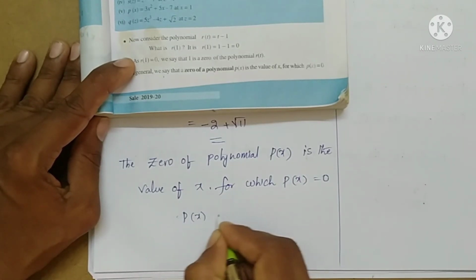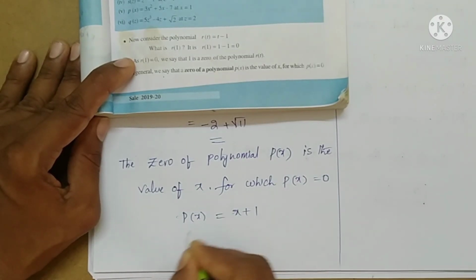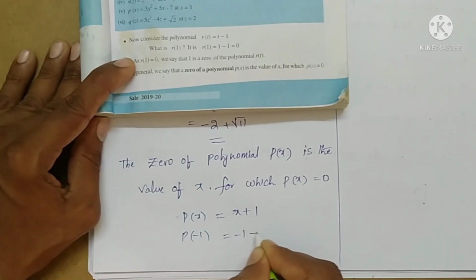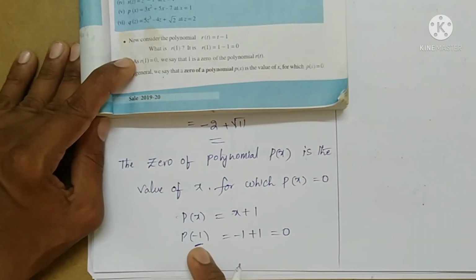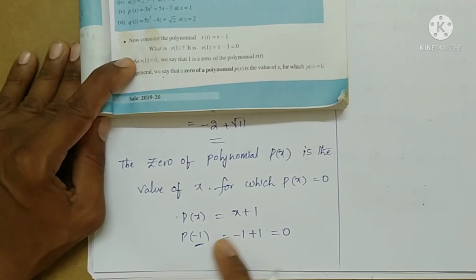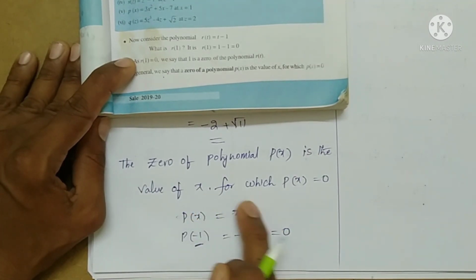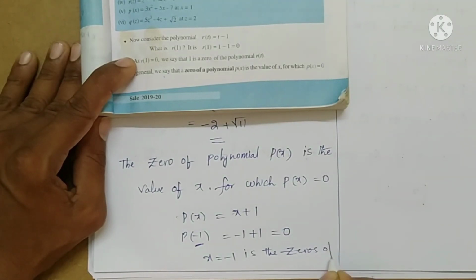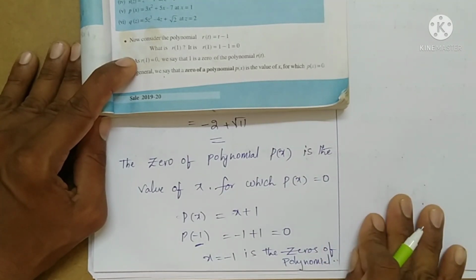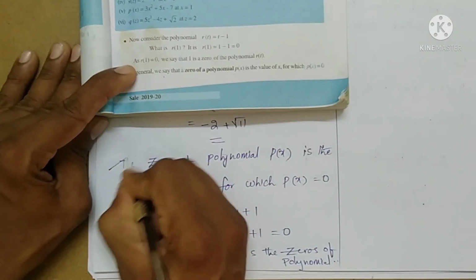P of x is equal to x plus 1. So here p of minus 1 is equal to minus 1 plus 1, which is equal to 0, right? So here x is equal to minus 1. When we substitute x equals minus 1, the value of the polynomial becomes 0. So x equals minus 1 is the zero of the polynomial. Okay, this is our definition.